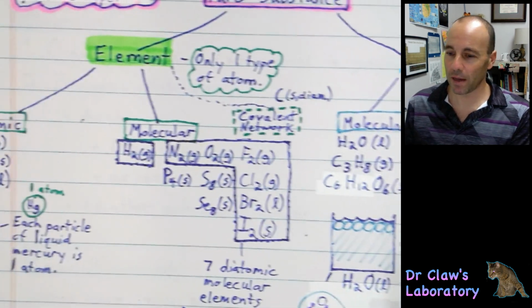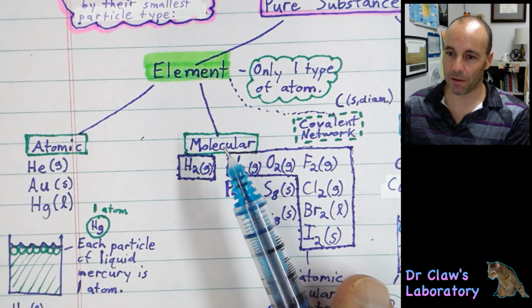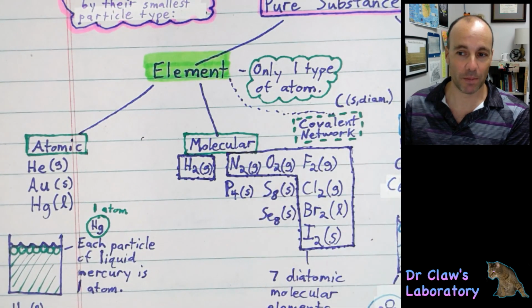Okay, now the 2 main categories of elements are the atomic and the molecular elements, but be aware that there are covalent network elements out there like diamond.